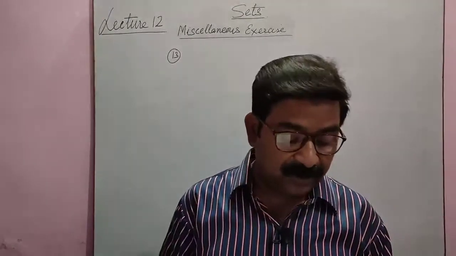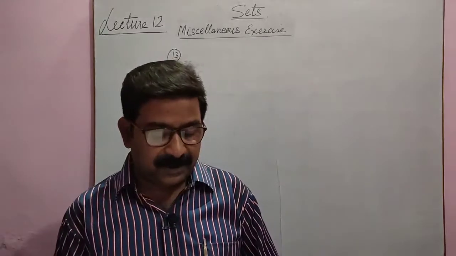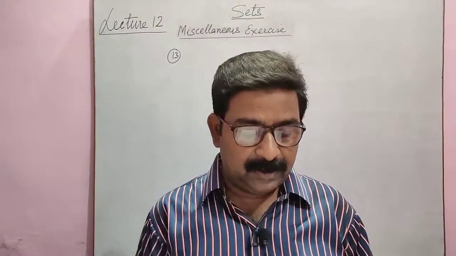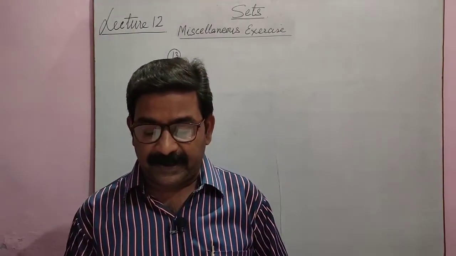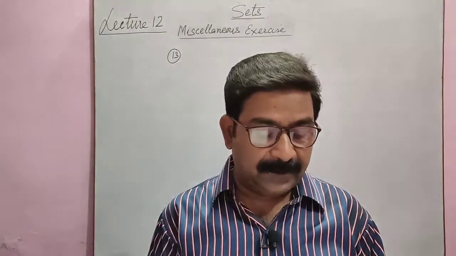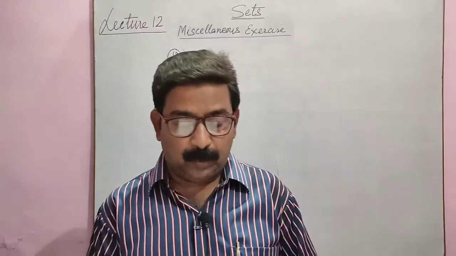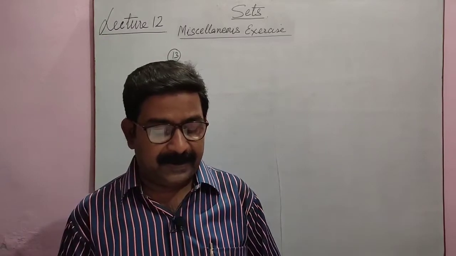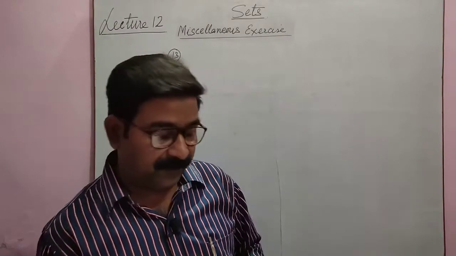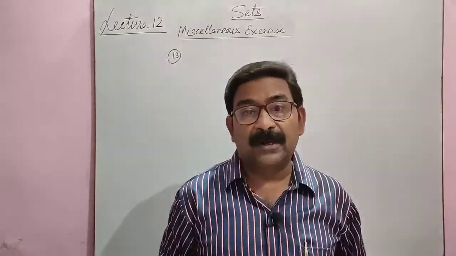Let's see, I am reading the question. In a survey of 600 students in our school, 150 students were found to be taking tea, 225 taking coffee, 100 were taking both tea and coffee. Find how many students were taking neither tea nor coffee. Means total 600 persons were surveyed.